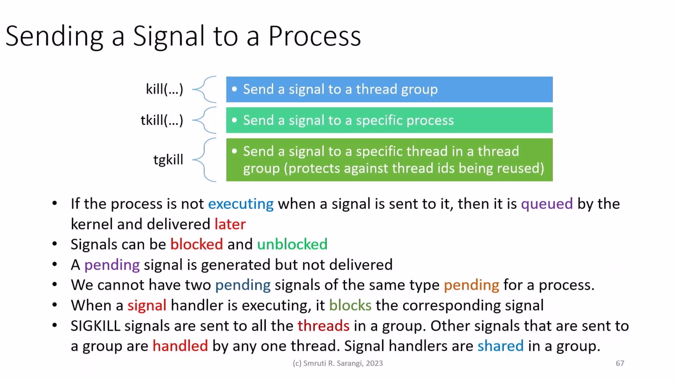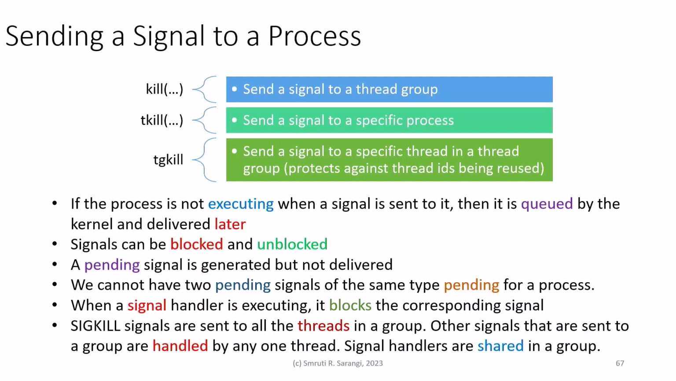kill. What kill does is it sends a signal to a full thread group. If there is a group of threads, it is sent to the entire thread group. When you do tkill, it's like thread kill. It is sent to only a specific process, a specific thread basically.